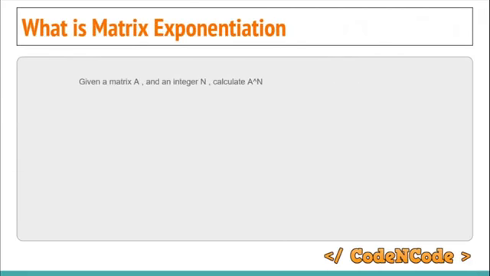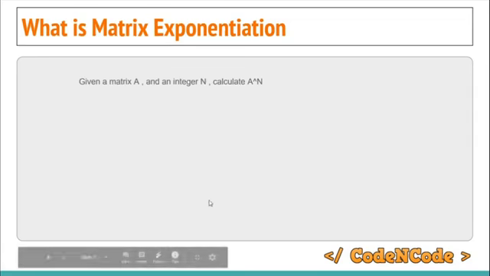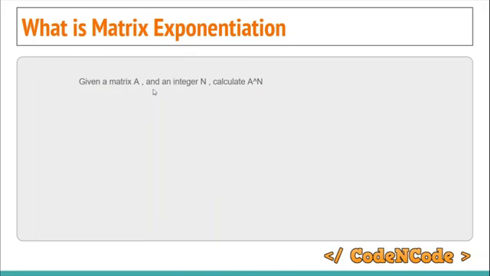So what is matrix exponentiation? Matrix exponentiation is basically when you are given a matrix and you have to calculate its power raised to some integer. So in this example it is A raised to power n.